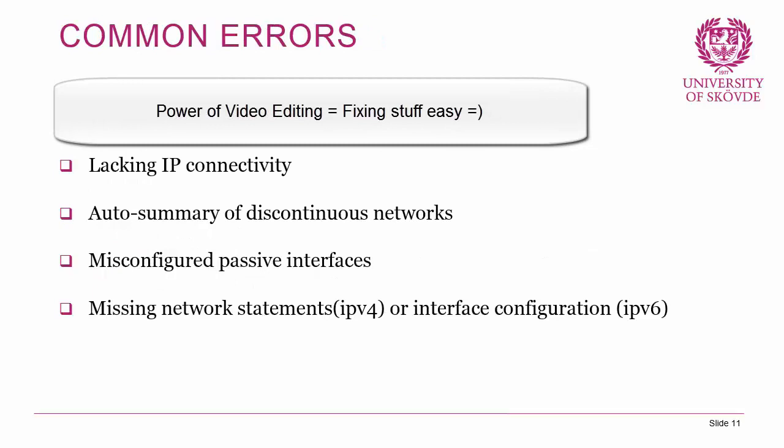So let's quickly look at some of the more common errors. There is one that's sort of a given, which is lacking IP connectivity. If there isn't connectivity on the network layer, of course routing isn't going to work. One that I've seen quite a lot, both in class and in practice, is auto-summary of discontiguous networks. That makes for a lot of issues. Also, misconfigured passive interfaces. According to some, the best practice of configuring EIGRP is to set all interfaces as passive, and then you have to remember to remove the passive interface statement on the interfaces where you want routing updates to be sent. And also missing network statements for IPv4 or missing interface configuration for IPv6. So the common way is that you just have to do it all correctly in order for things to work. It goes without saying, but in reality, these are the five things that people tend to make mistakes on. So just have this as a remembrance list.